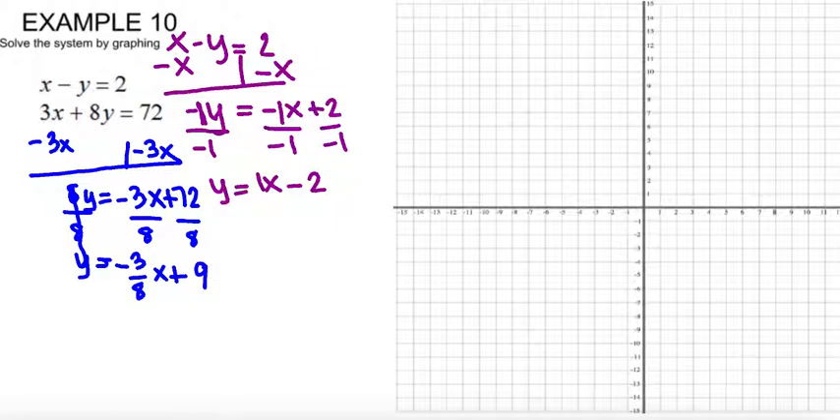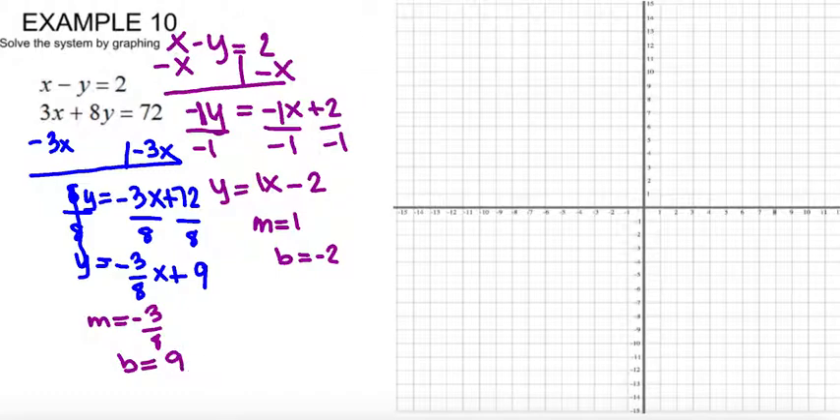So now the graphing part, let's go back to the first equation. So I have to figure out my slope and my y-intercept. The slope of my first equation is 1, and my y-intercept is negative 2. The slope of my second equation is negative 3/8, and the y-intercept here is 9.